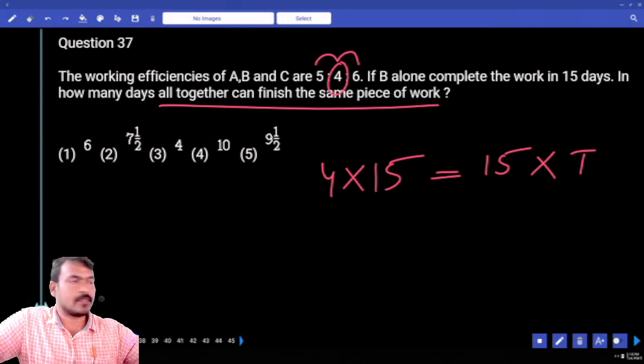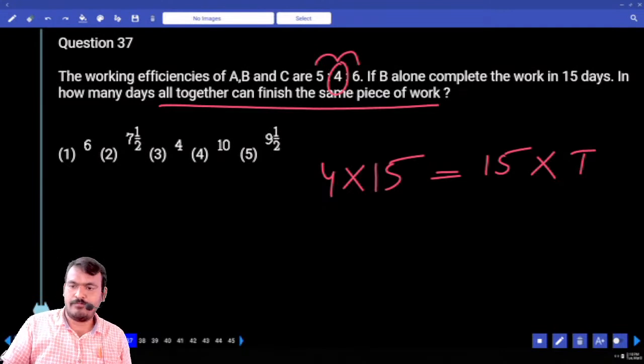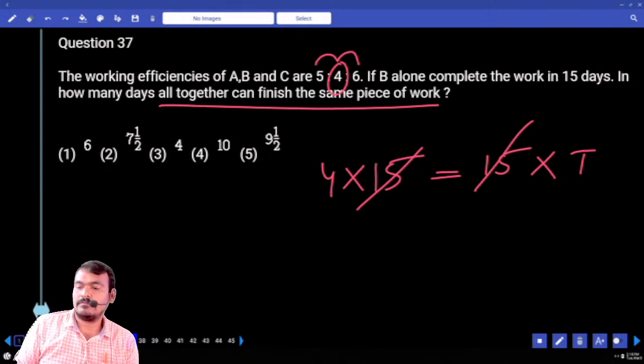15 into T. Left hand side efficiency into time. Right hand side also efficiency into time. 15 gets cancelled or not? Answer 4.